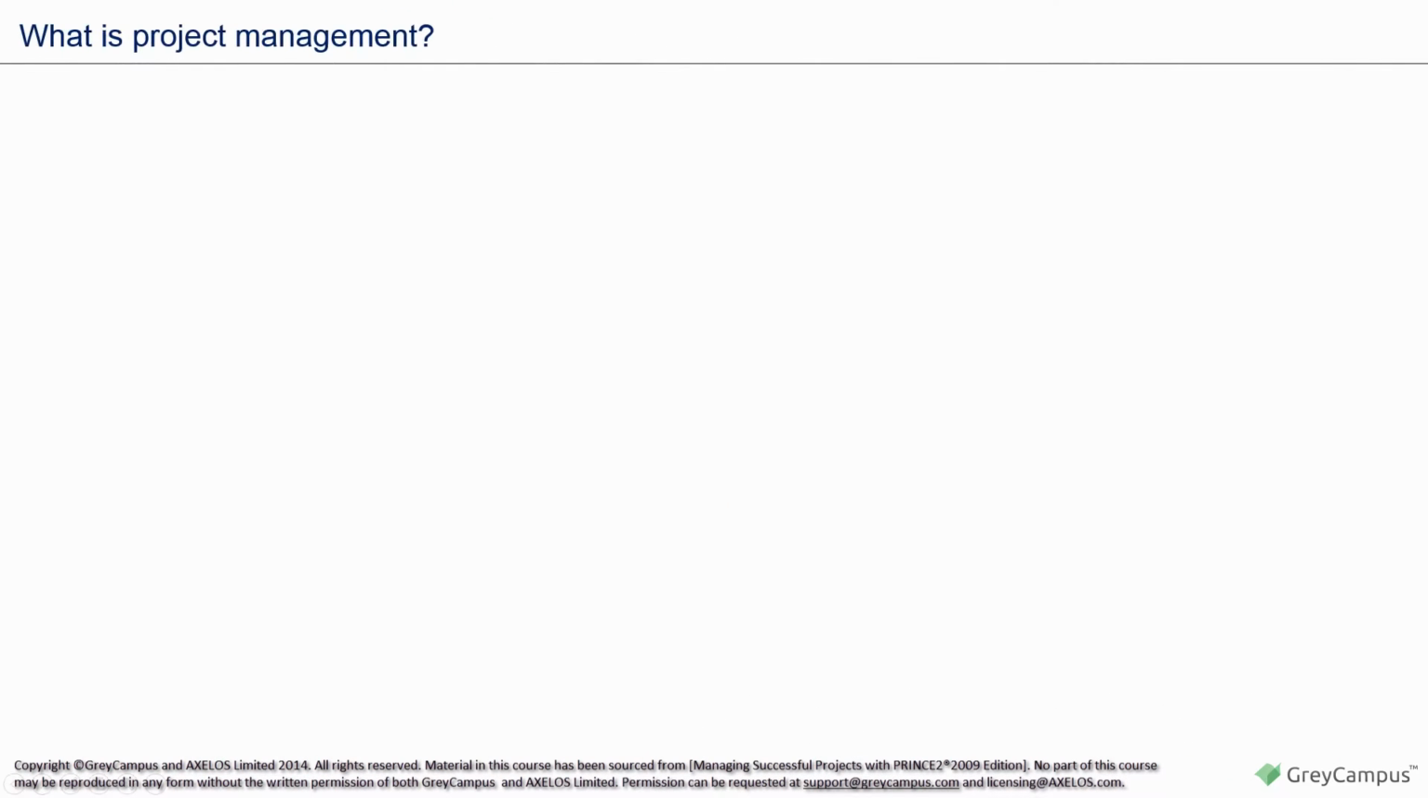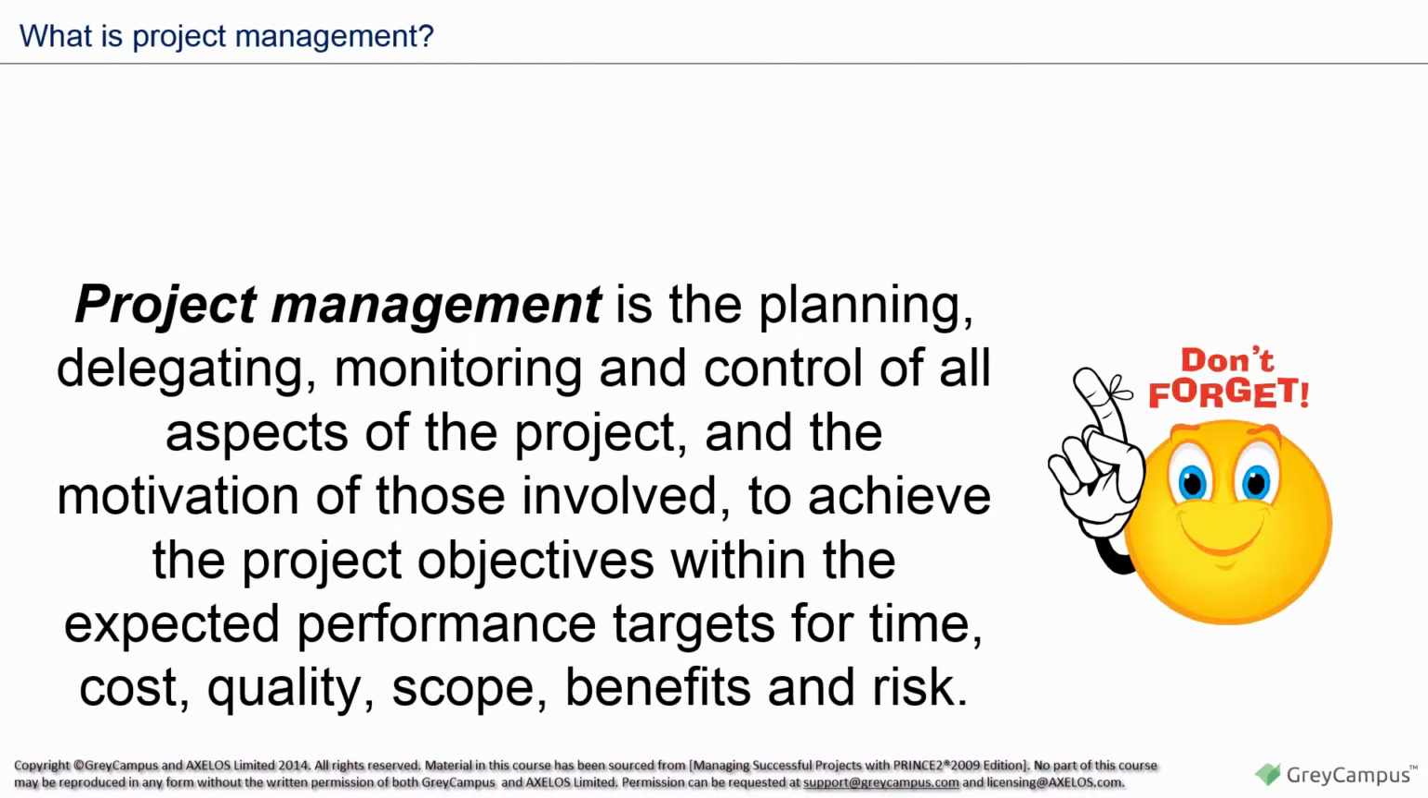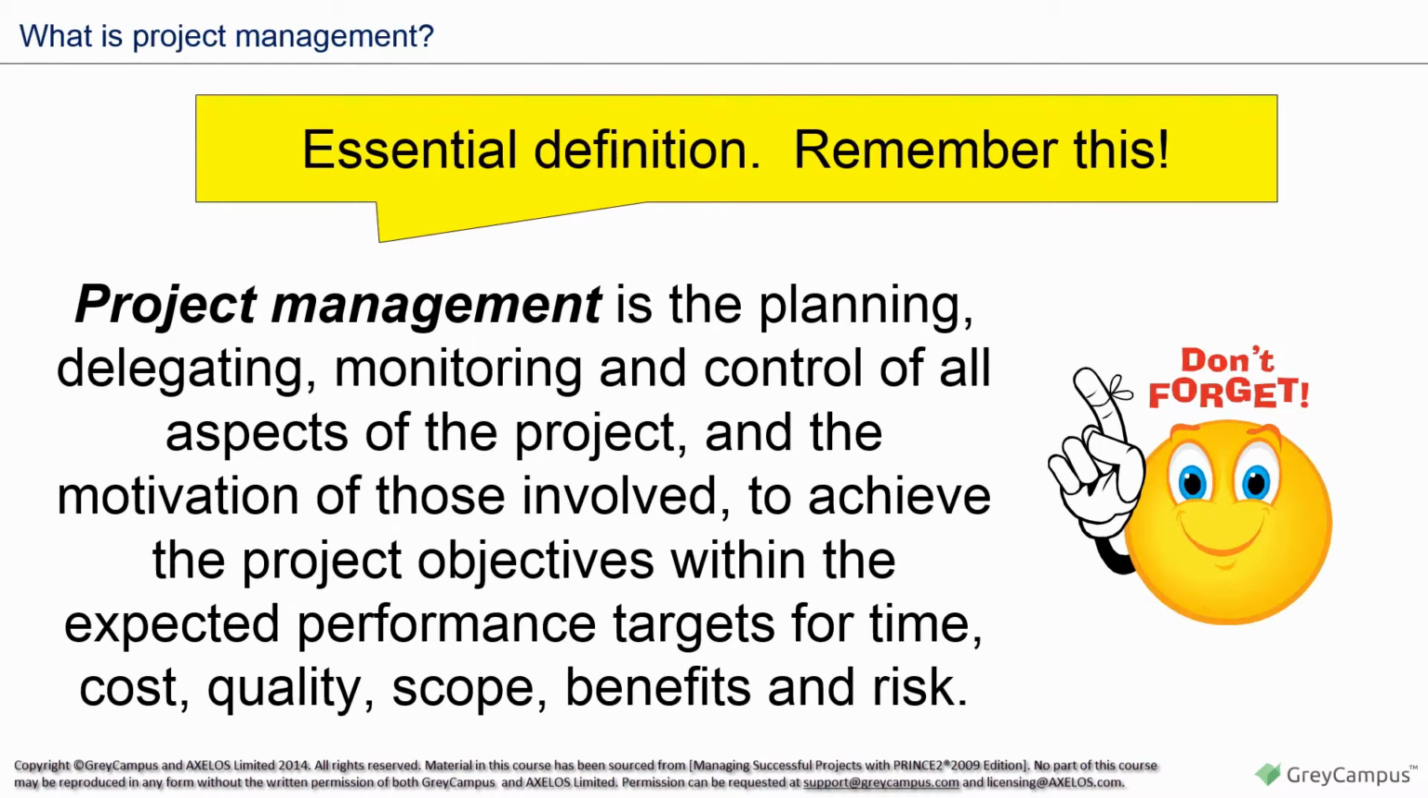Now we come to another important definition. What is project management? I'm afraid this is quite a long definition, but a very important one. Project management is the planning, delegating, monitoring and control of all aspects of the project and the motivation of those involved to achieve the project objectives within the expected performance targets for time, cost, quality, scope, benefits and risk. Now that list of 6 things at the end, time, cost, quality, scope, benefits, risk, is also very important.